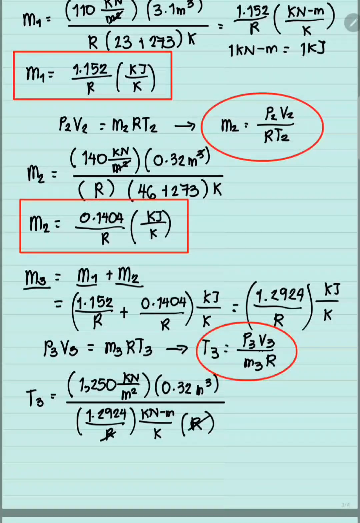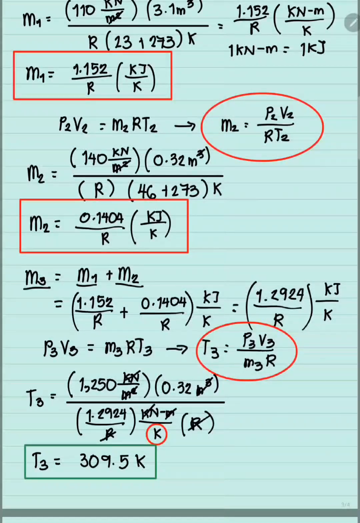So we can cancel R. We can also cancel cubic meters. It will become meter. We can also cancel kilonewton and meter. So we are left with the unit of Kelvin. So as we input this in the calculator, we will get 309.5 Kelvin. That is our final answer for problem number 3.